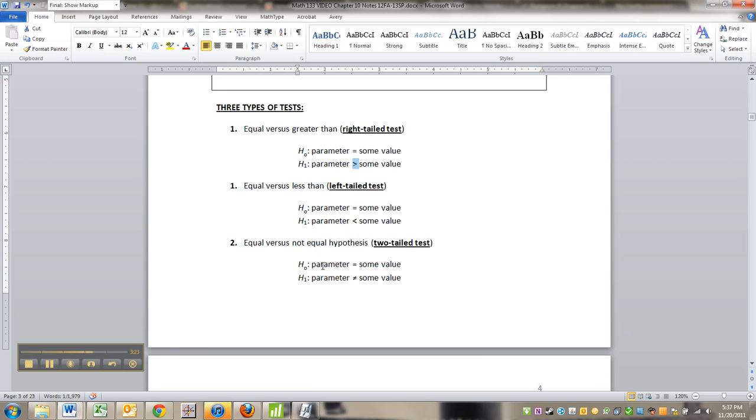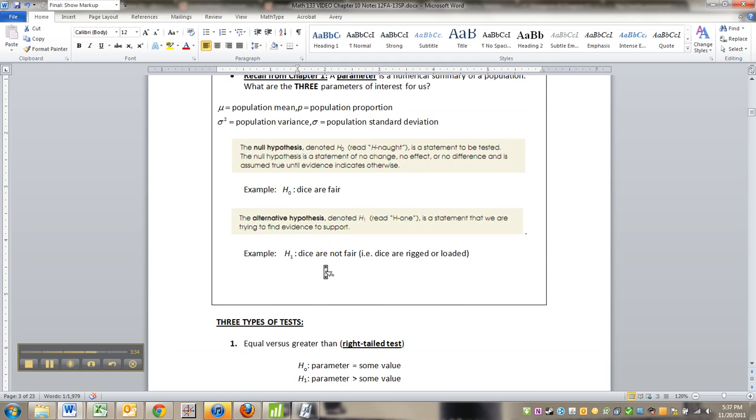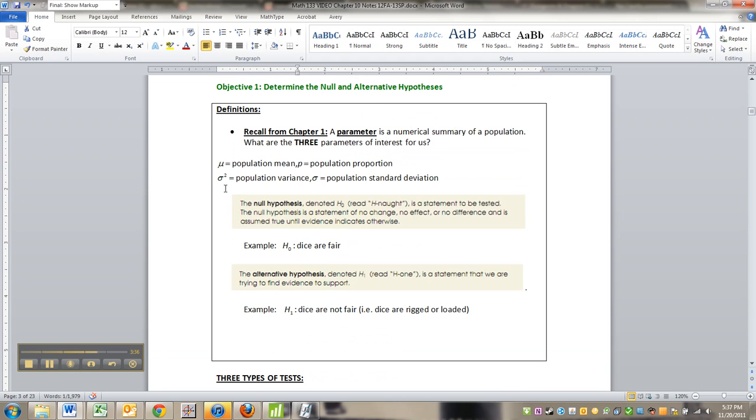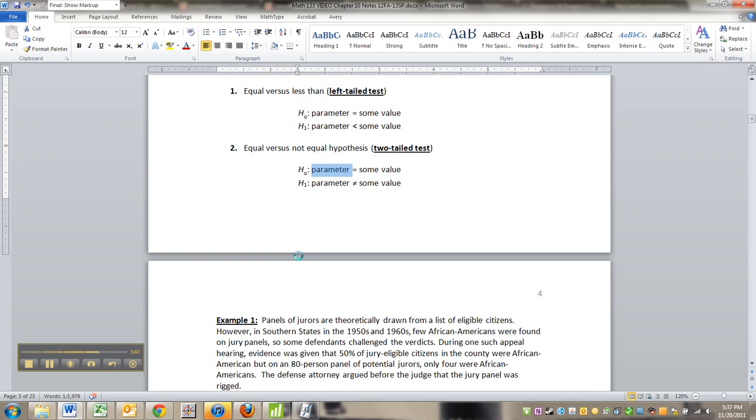Notice that the null hypothesis is always equals no matter what. See how they've always got the equality in there? Every time, no matter what. And every time you see the word parameter, it's going to end up being one of these symbols. Mu, p, sigma squared, sigma. There are other ones, but those are the ones that we're going to be concerned with.